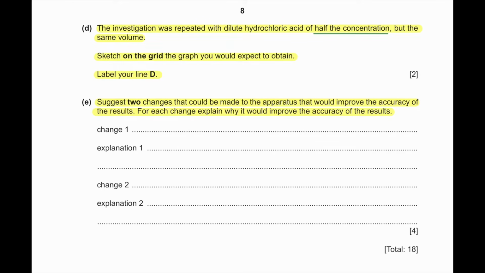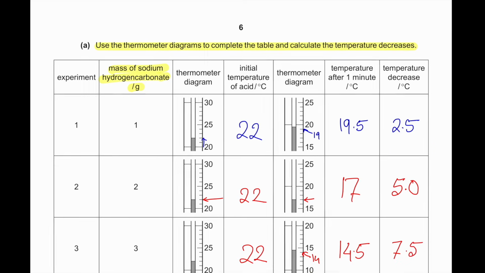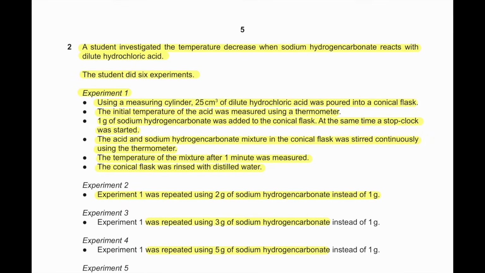And for change 2, we can say that in this investigation we were taking the volume using a measuring cylinder. Now we know that a measuring cylinder is not as accurate for measuring fixed volumes like 25 cm cube. So instead we could use a pipette.